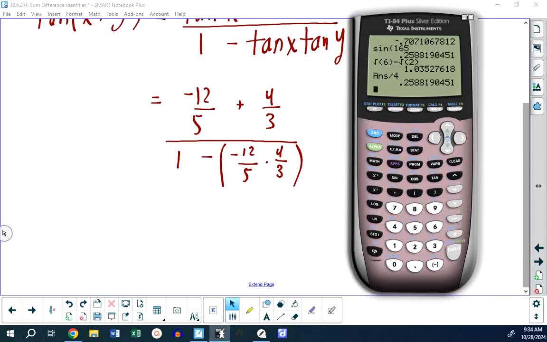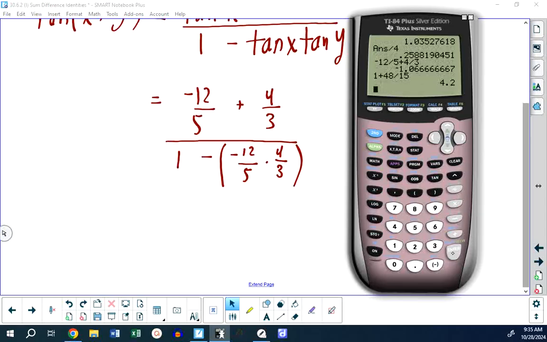So I would find this by taking negative 12 divided by 5 and adding 4 over 3. It's that number. I would then take 1 plus, I'm not going to waste my time entering minus a negative. I know this will be plus. 48 over 15, this is just the way my mind works. 12 times 4 is 48. 5 times 3 is 15.